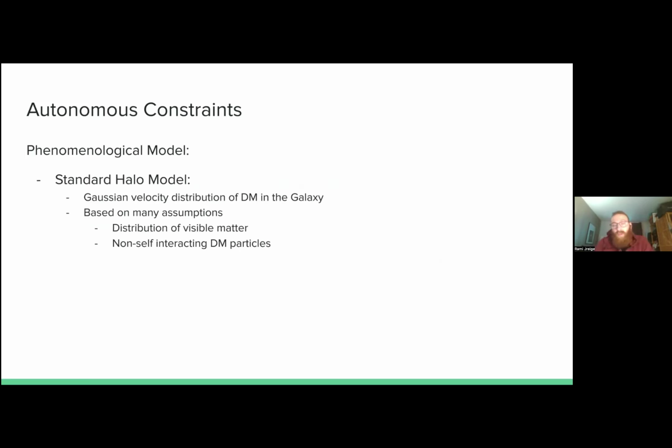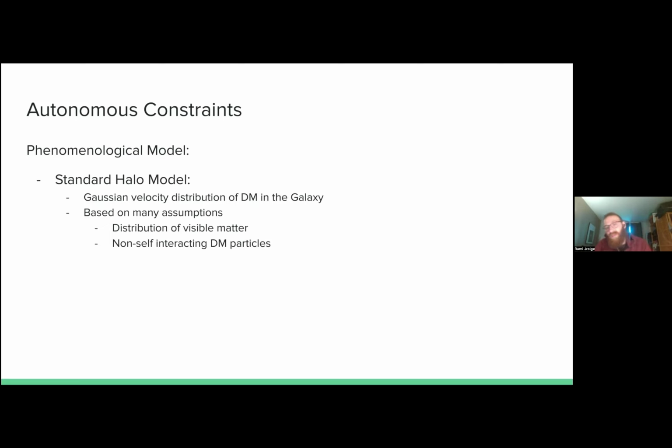Now, the phenomenological model for our case would be what's called the standard halo model, and it's a Gaussian velocity distribution of dark matter in the galaxy. Of course, this is again based on many assumptions. Based on the distribution of visible matter, we can get an idea of the shape of the distribution of dark matter and their velocity in the galaxy. And of course, we're assuming dark matter particles are non-self-interacting, which means they're evenly distributed. It's an isotropic, homogeneous sphere.